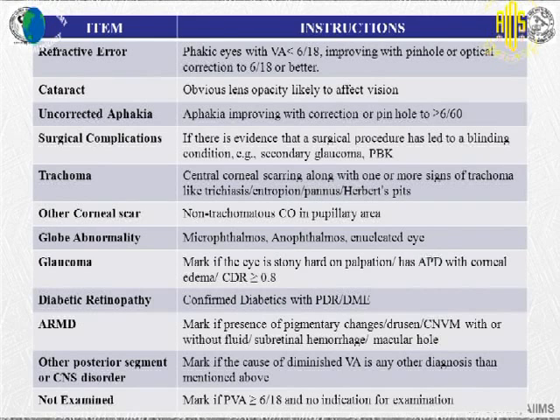Diabetic retinopathy: please mark DR as a cause of blindness only if it is PDR or diabetic macular edema. For just mild or moderate diabetic retinopathy, please look for other causes of blindness. AMD: mark if there are pigmentary changes, drusen, CNVM with or without fluid, subretinal hemorrhage, or macular hole. All other posterior segment disorders are to be classified as option 13. And if the patient has 6/18 visual acuity, please mark option 14, because the patient is actually not blind.